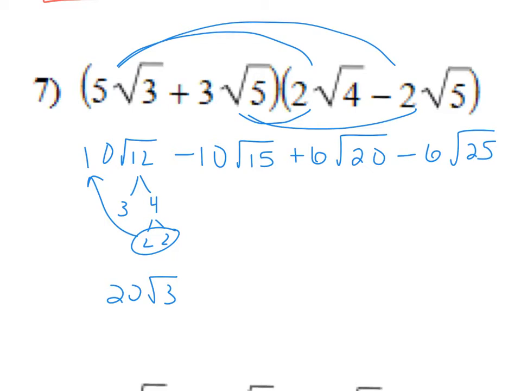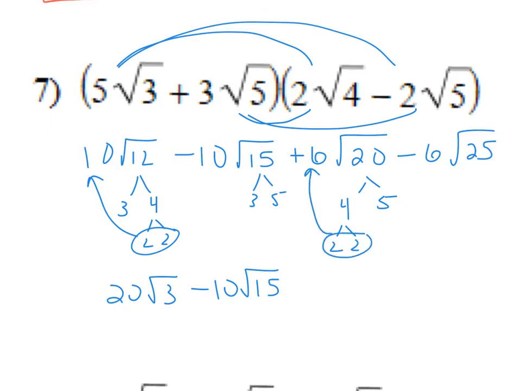On the 15, this will go to 3 and 5, so nothing will pair up and move out. So I'm just going to leave it as negative 10 root 15. On the 20, this is going to break down to 4 and 5, and that 4 will break down to 2 and 2. So now I multiply the 6 on the outside by the 2 and get 12 root 5. And then on this last guy, the square root of 25 is just 5. So I get 6 times 5, or minus 30.